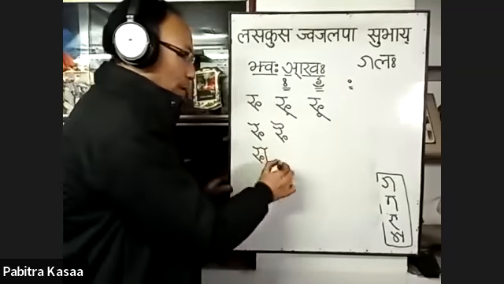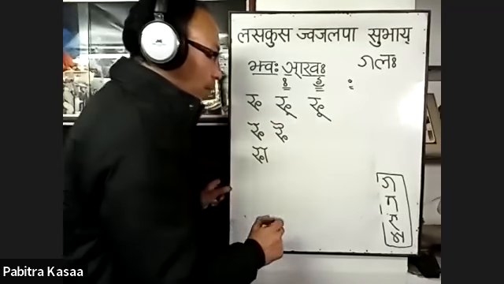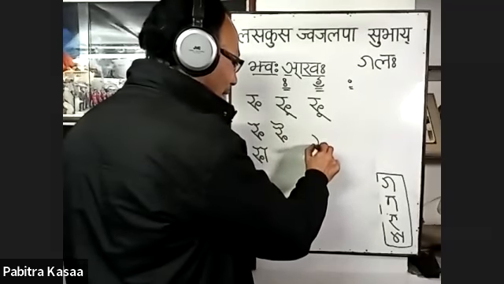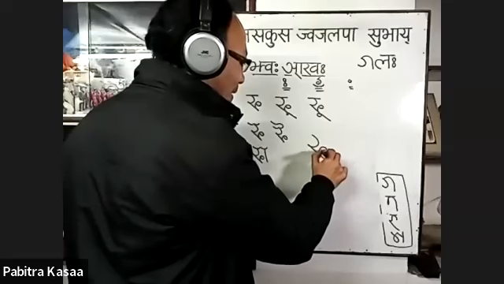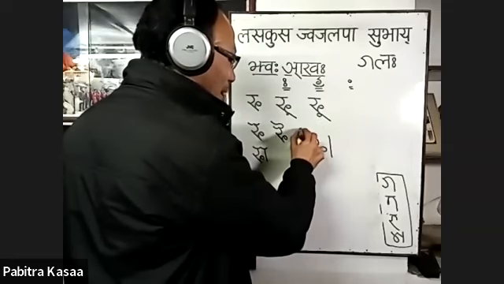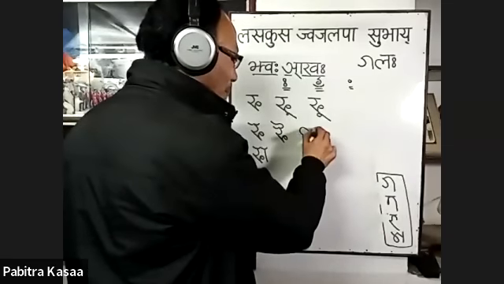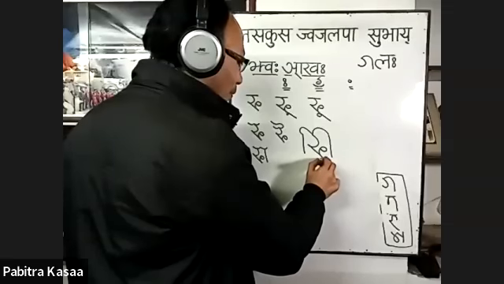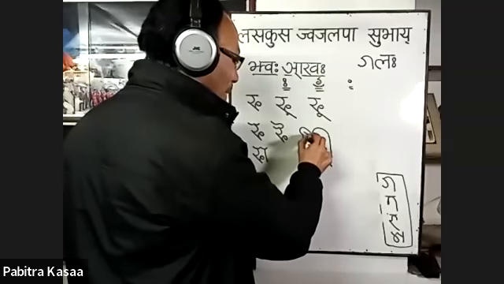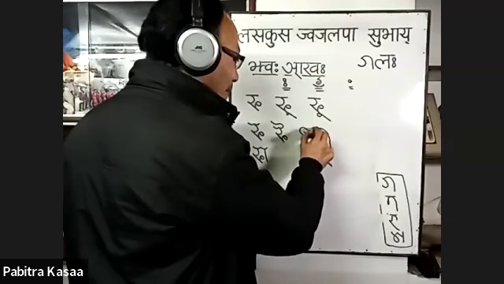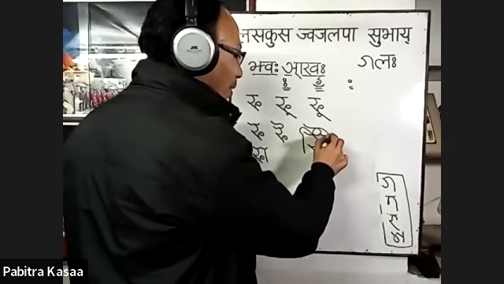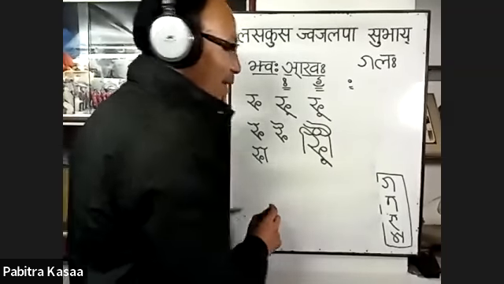So let me do it in this way. This is pa, pa. Pu, and then Pu, and Pe, Pei, Po, Pau. This is how you write.